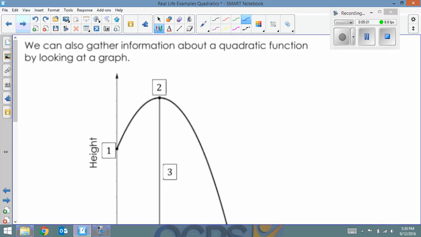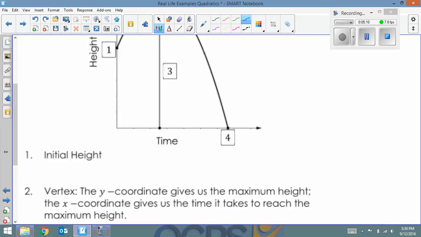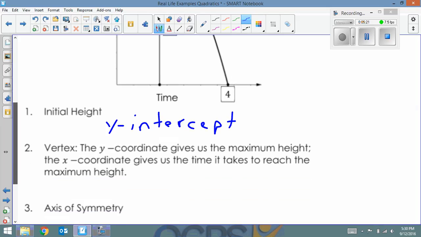We can also gather information about a quadratic function by looking at a graph. When we're looking at a graph, there are several things that we know. One is our initial height. Our initial height is always going to be our y-intercept. The vertex is defined by the y-coordinate, which gives us the maximum height. The x-coordinate of the vertex gives us the time it takes to reach the maximum height.